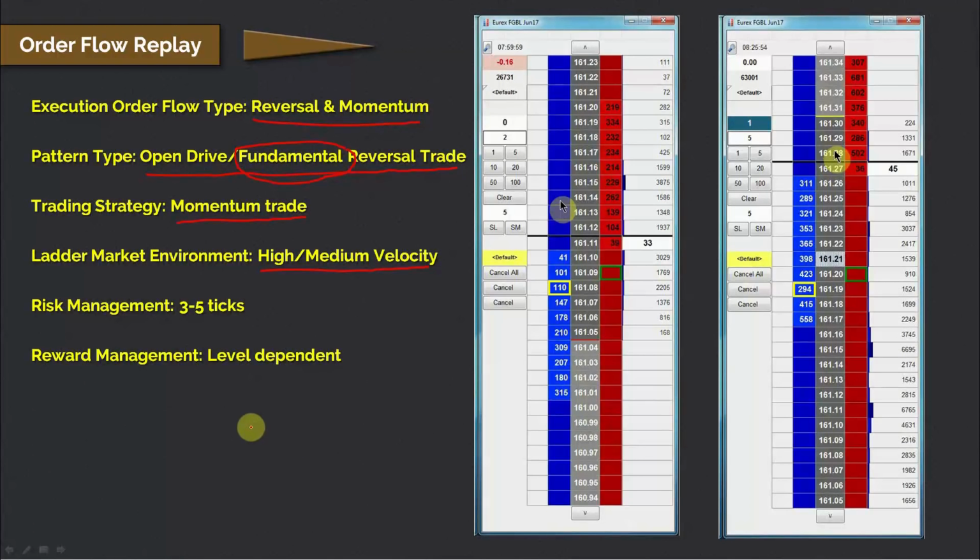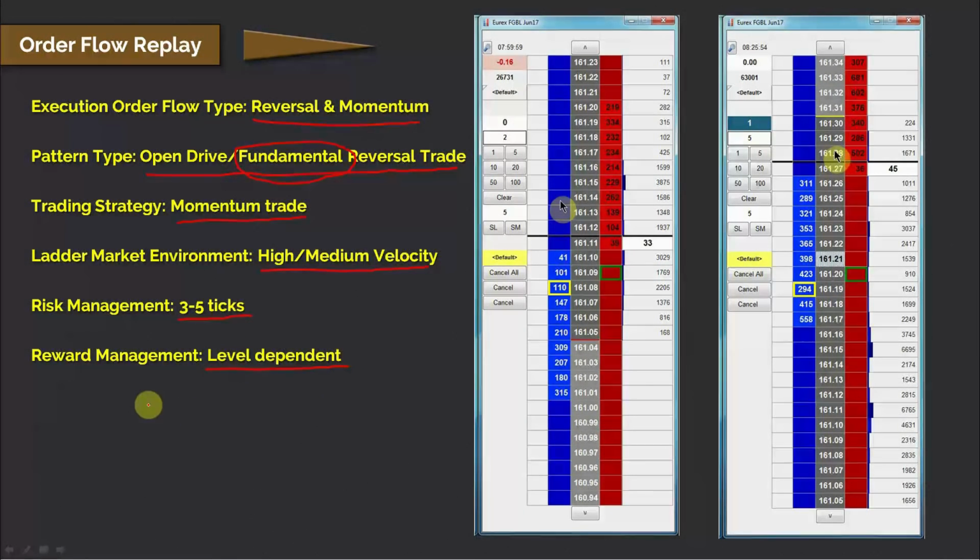If they were both huge beats on the month-on-month and year-on-year, this trade, I wouldn't be fighting for this trade to try and get into it. I have a 3 to 5 tick risk management, and as we go through the ladder replay, I'll explain how I manage my trades and how I scale in and out. And the reward management is always, guys, level dependent.